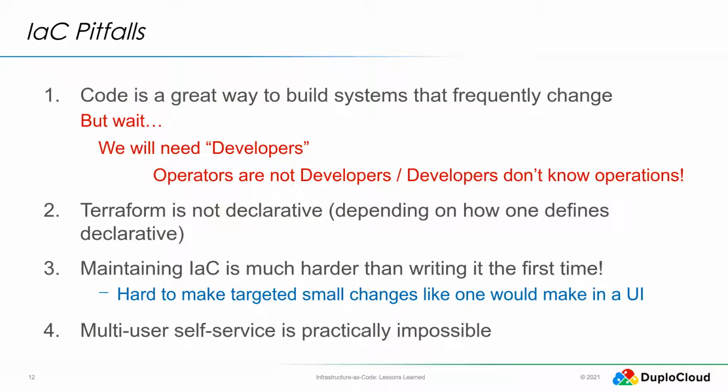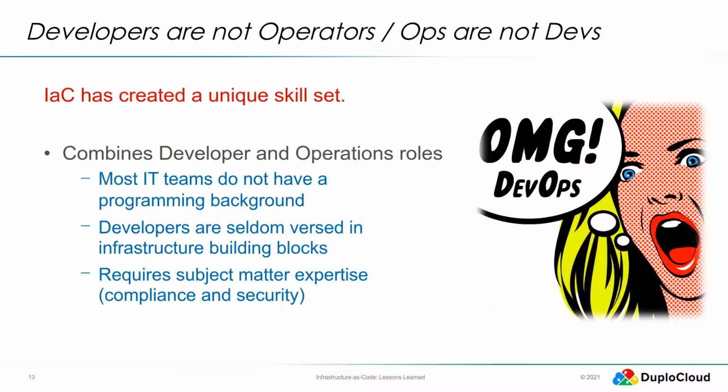So that's two. The third thing that we really looked at is that it is much harder to maintain than writing it the first time. And then we'll also talk about what was the most interesting and eye-opening thing, that infrastructure as code is actually not multi-user self-service. It kills multi-user self-service. So we'll talk a little bit more in detail. Right. So yeah, this is what we talked about.